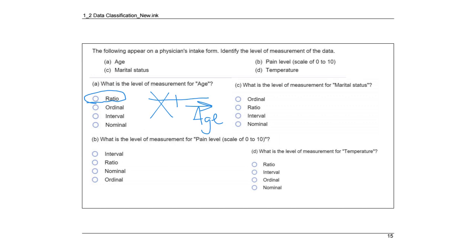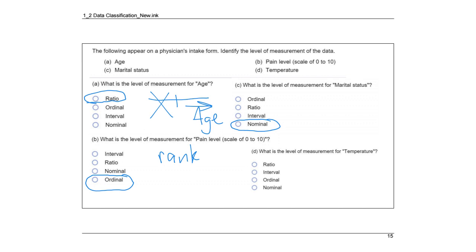Okay, what is the level of measurement for the pain level scored 0 to 10? Okay, so 0 to 10, that means we're ranking these, right? You are ranking your pain. Therefore, this is going to be ordinal. Okay, then we go to what is the level of measurement for marital status? So you're either married or you're not. These are words, right? And so that would be nominal.